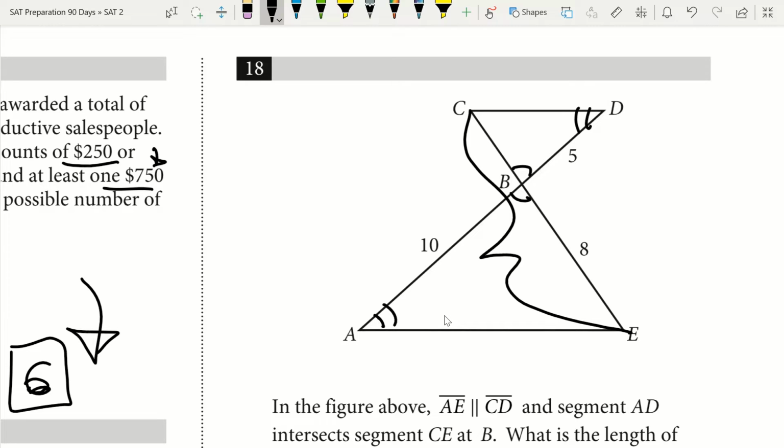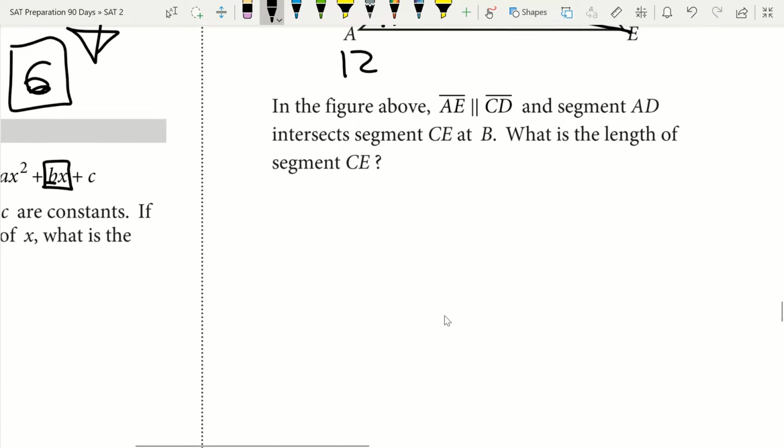Next thing that I can do is I can see I go from 10 to 5 here. So I want to go from 8 to 4 right here, because my similar triangle is going to have half of whatever it is on this side, which means half of 8 will be right here, which is 4. Now I add my 8 to my 4, and I'm going to get 12 as my answer for number 18.